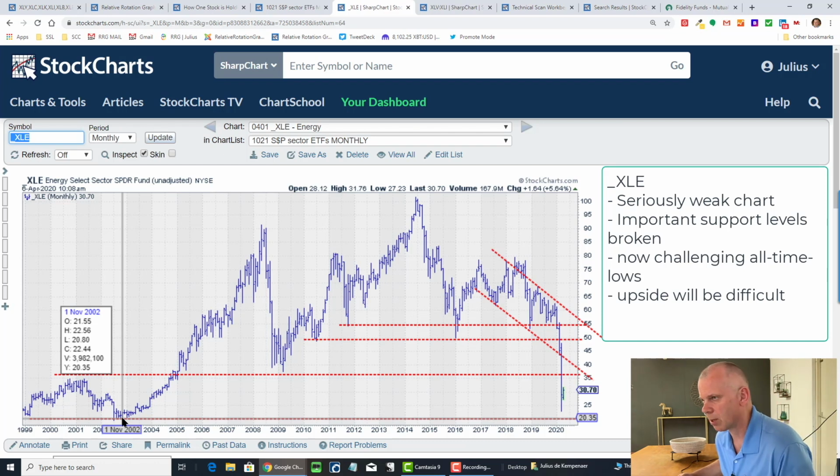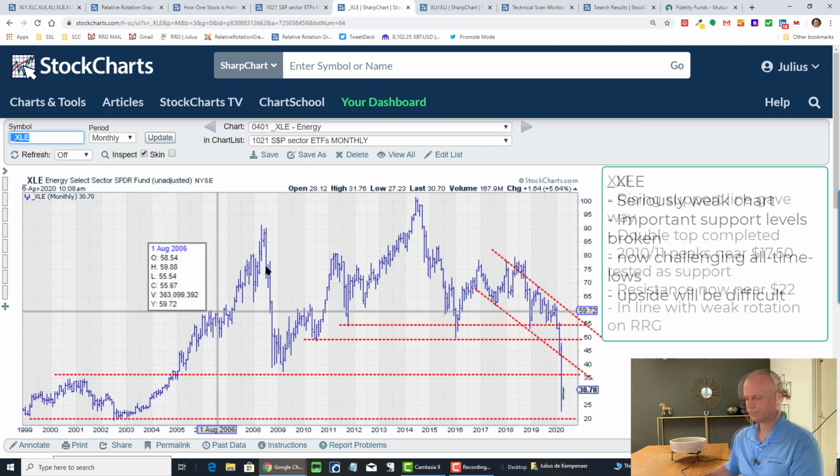So, on the RRG, energy shows a very weak rotation. That's not a good signal. And on the price chart here, we see big bars down. We see every support level broken. We're now sort of testing this all-time low. Upside will be very, very difficult for the energy sector.